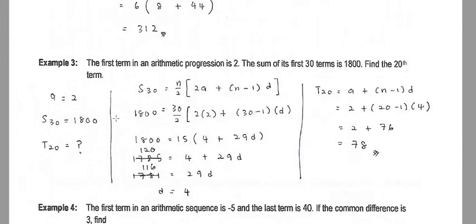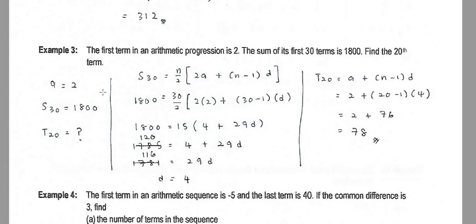Example 3. The first term in an arithmetic progression is 2. So, from this sentence, we can understand that A equal 2. The sum of its first 30 terms is 1,800. Sum of its first 30 terms, so that is S30, equal 1,800. Find the 20th term. So the question wants us to find T20.